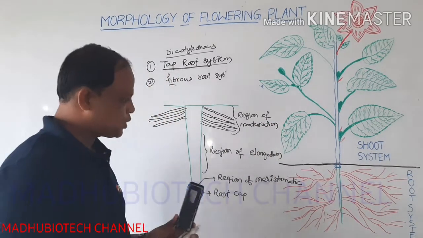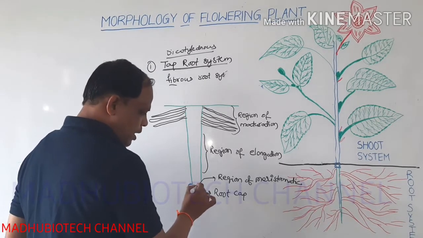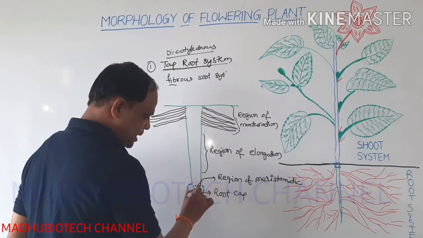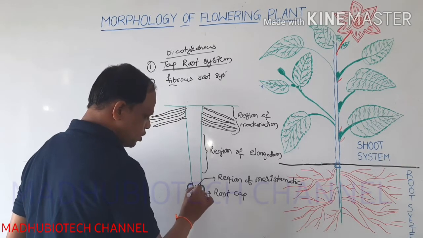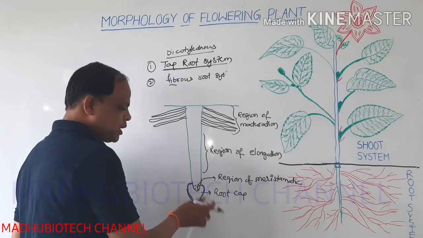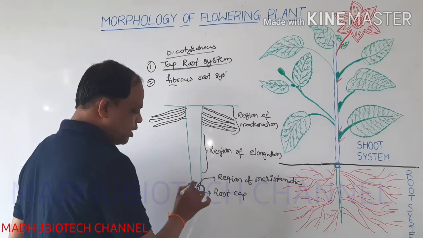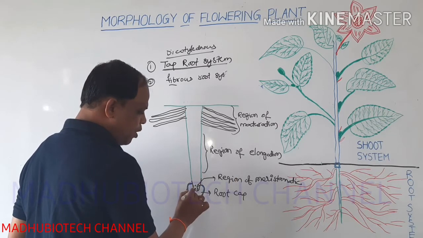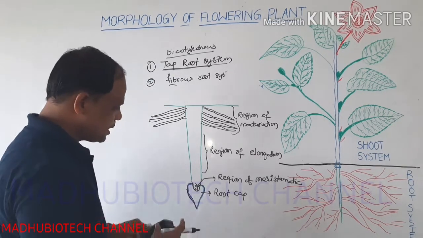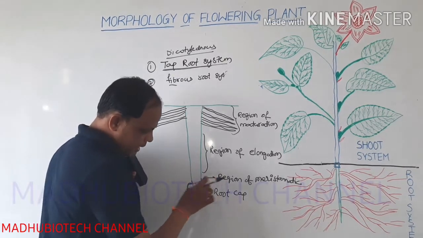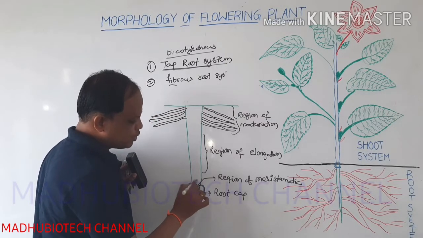Region of maturation. This is the structure of the root system, and each and every root tip contains a thimble-like structure. This structure is also called the root cap. It gives protection to the meristematic region. And the next part, above the tip of the root system, is the meristematic tissue. This tissue has the ability to divide. This is the white tissue.